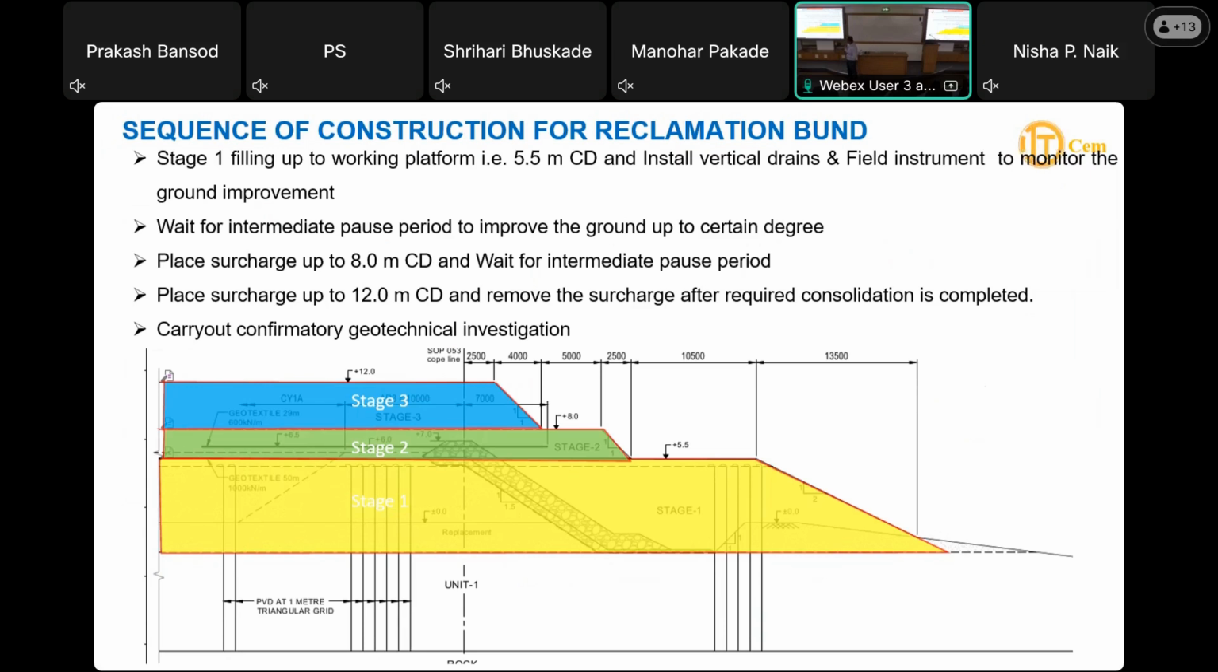Another option is to do a borehole and verify physically what the strength is. So we did both. We checked the degree of consolidation, and we checked each stage before going to the next stage. We determined what the actual strength is.